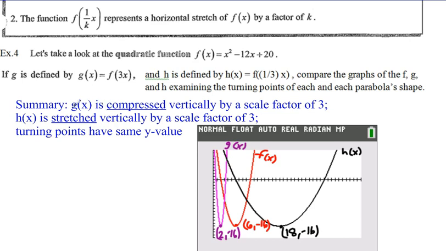So here's our summary. G of x is compressed by a scale factor of 3 because the 3 is the coefficient of x. It's inside the parentheses, so it's horizontal. H of x is stretched by a scale factor of 3 because it's multiplied by a 1/3. Okay, it's a scale factor between 0 and 1. It's the reciprocal that it's stretched by. And all our turning points, the y values, have the same value. They are unaffected by that horizontal stretch.